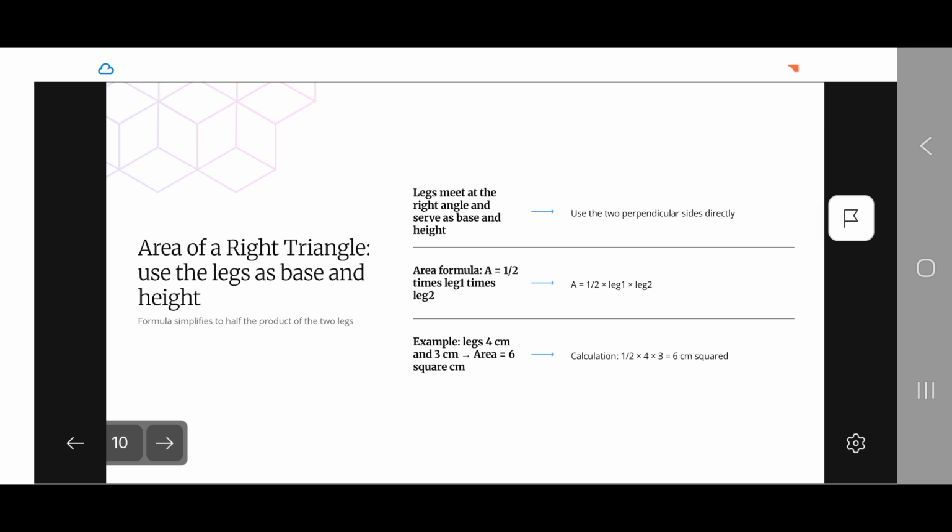Example: legs 4 centimeters and 3 centimeters give an area of 6 square centimeters. 4 times 3 is 12, divided by 2 is 6. So 6 centimeters squared.